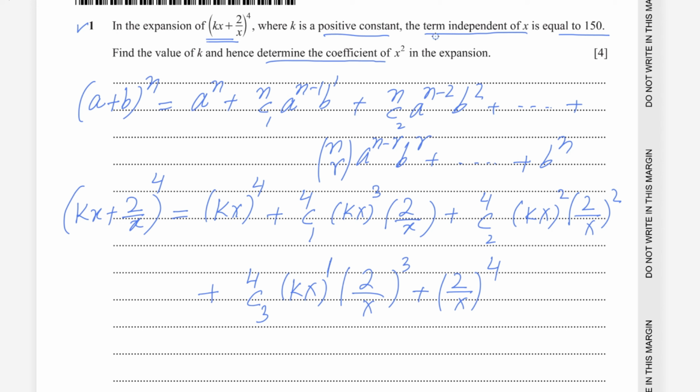Actually, we need to find the term independent of x from this expansion. The independent of x term could be found from this term. Here we will get x squared in the numerator, and in the denominator we will get x squared as well. These two x squared will cancel out. We will get the term independent of x. Independent of x means without x.